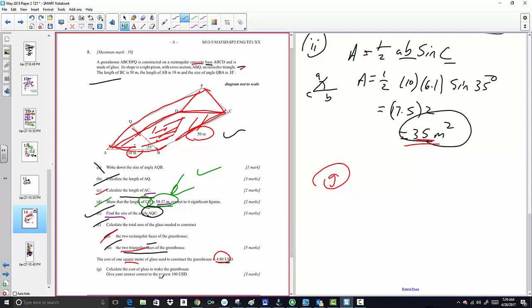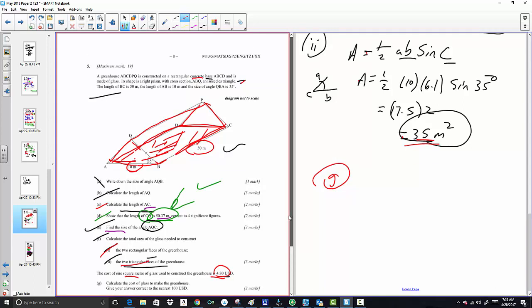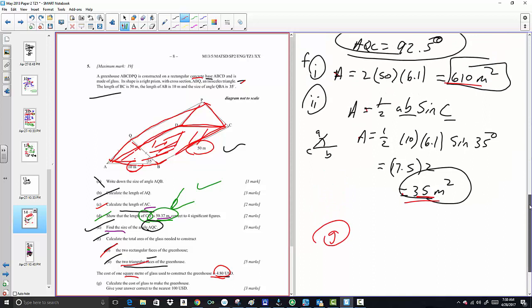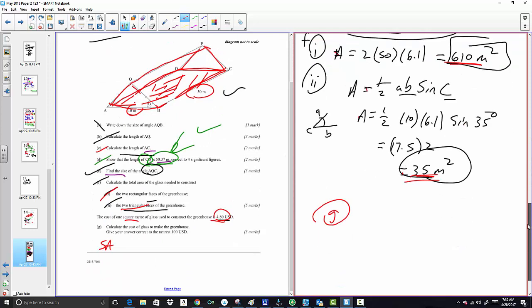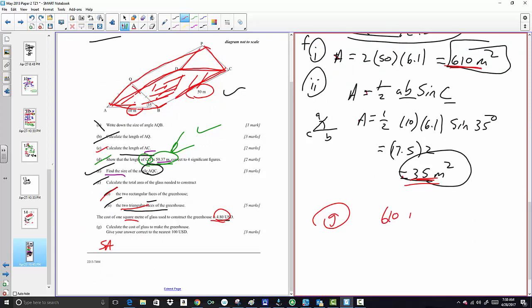They made us find that. So when they're telling us the cost per square foot, we need to find a surface area of everything except the base, okay? But we have these areas already. We're recycling the answers we already just found. So the area of the two rectangular faces is 610, and the area of the two triangular end pieces is a total of 35. So since we have that area, we can just add those, 610 plus 35, and then multiply by the cost per square foot, which is 4.80, and then round that to the nearest $100.